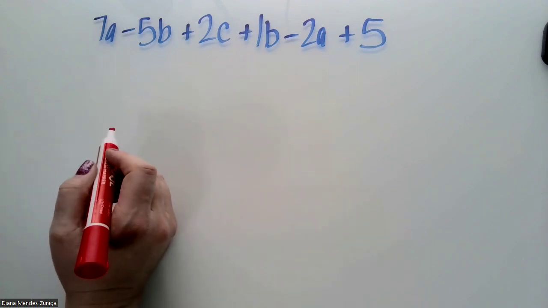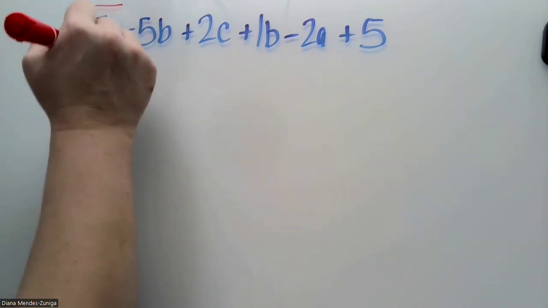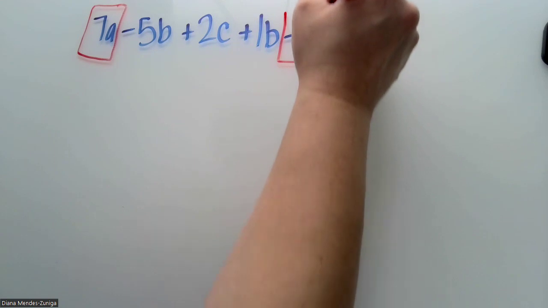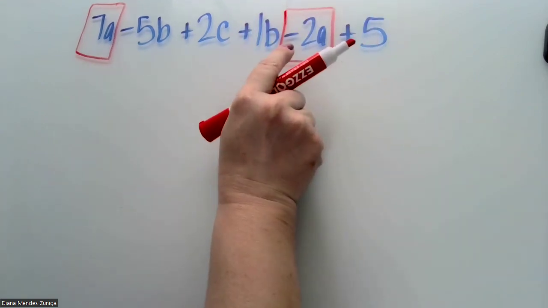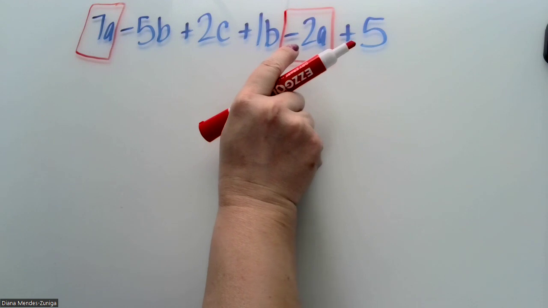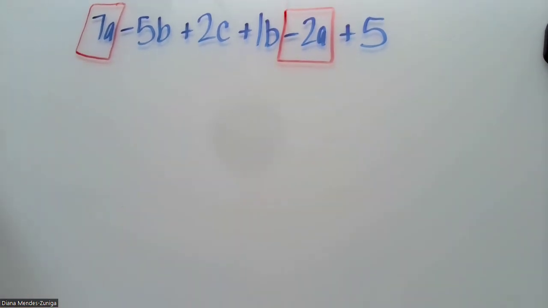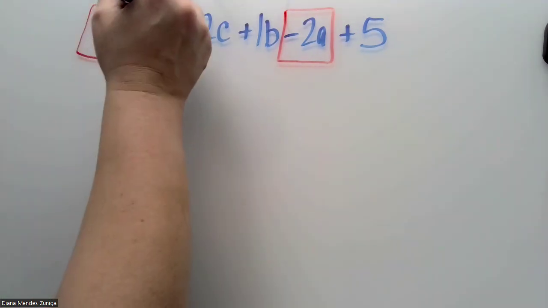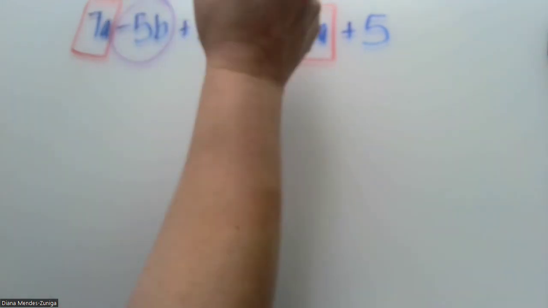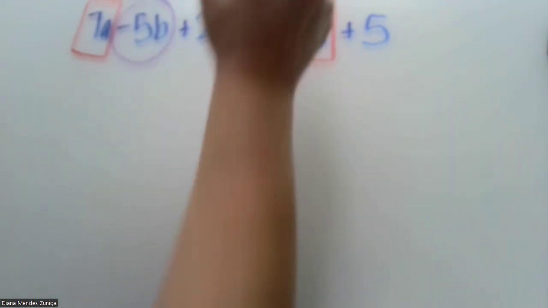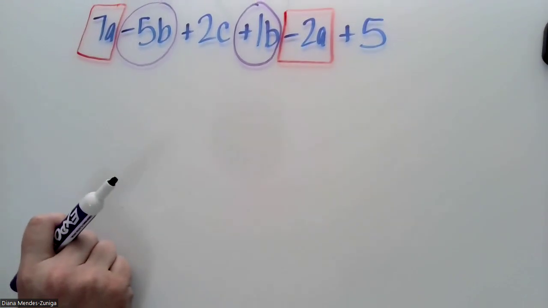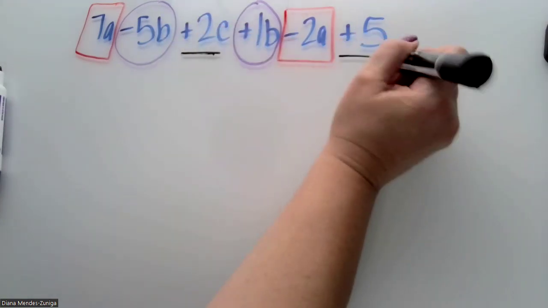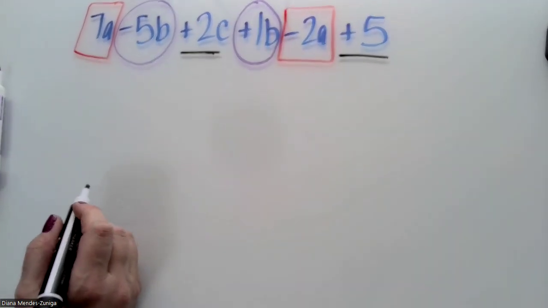So first of all, let's identify what our like terms are. Okay. So we have some a's in here. We're going to take all the a's and we're going to separate them. Now keep in mind, I'm swooping up this negative sign with me. I'm keeping this negative sign with me because that's going to matter as we start combining these terms. So my second like terms are going to be my b's. And that's going to be my negative 5b and my positive 1b. Now these two are by themselves. They don't have anything that matches them. They don't have a pair in here.